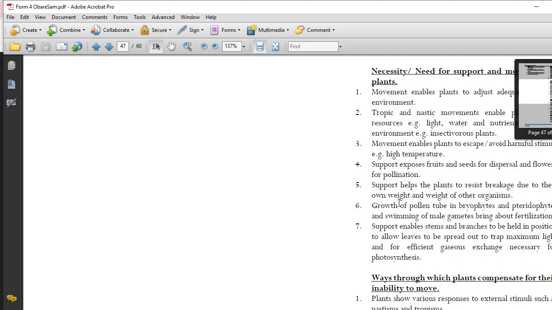For example, a leaf requires veins so that it can be exposed to trap as much light as possible, or as much carbon dioxide as possible, for photosynthesis. So the support framework enables plants to be exposed to dispersal agents, pollination agents, and such. The point I'm putting across is to understand the reason why each of us, whether plants or animals, requires a support framework.